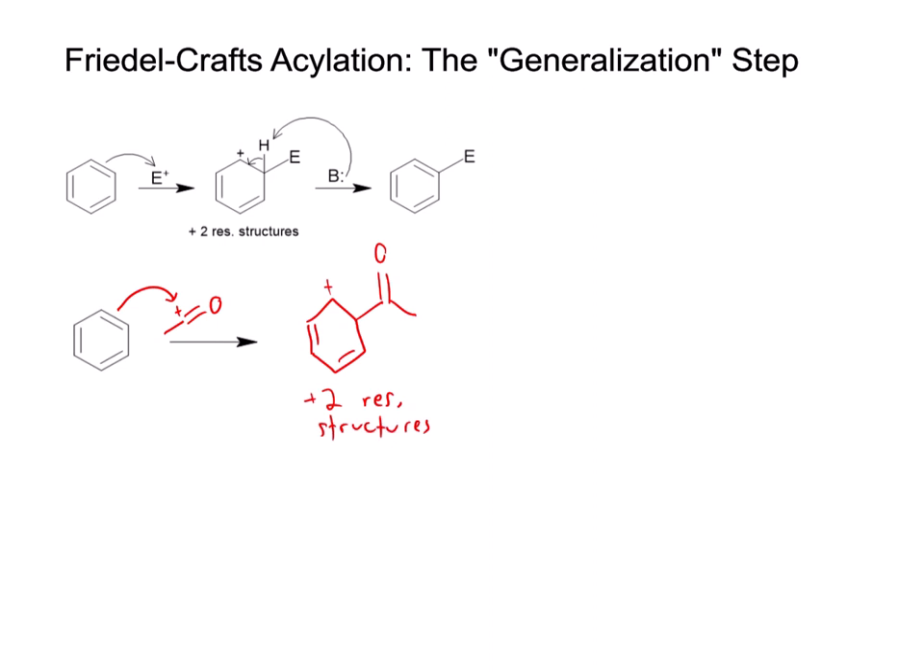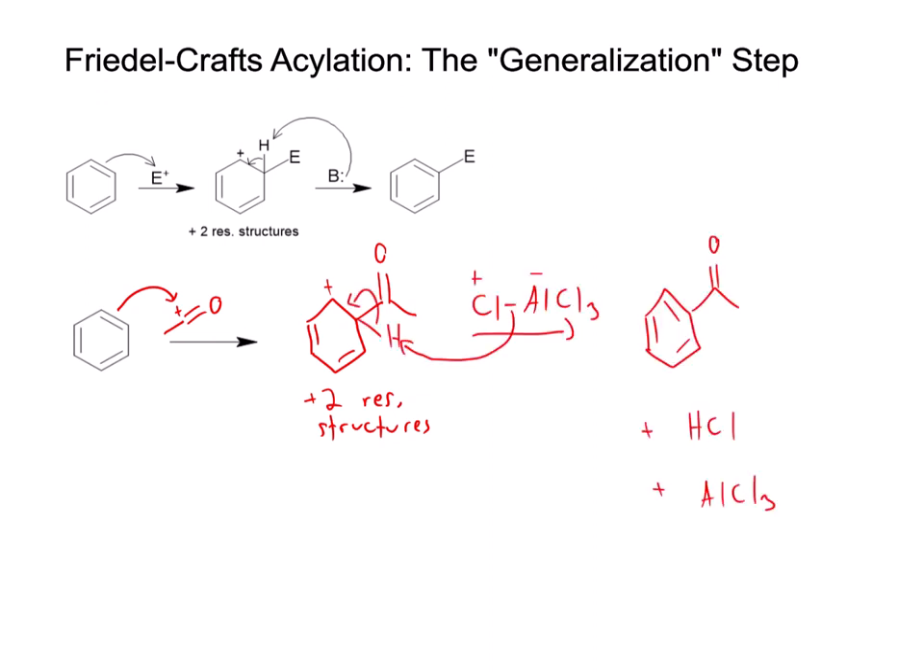Then, as usual, we're going to bring in our base that we created during the creation step, which in this case is the bond between the Cl and the Al in ClAlCl3, and we're going to use that to deprotonate the sigma complex and restore our aromaticity. Like we had in halogenation, we will have an HCl byproduct and we will regenerate our AlCl3 catalyst.